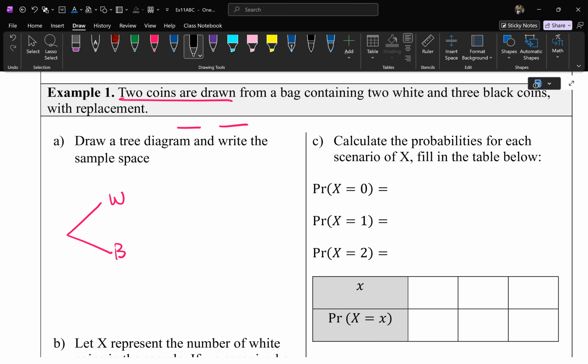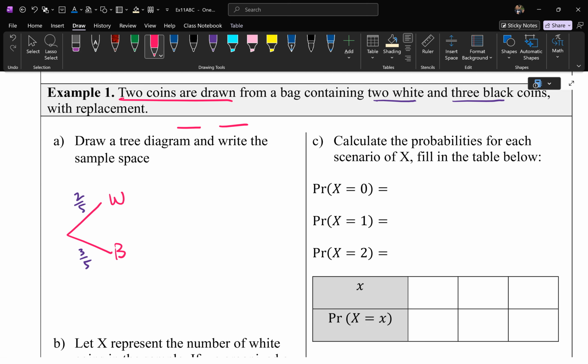What's the chances of getting a white coin in this scenario? Let's go with Adi. What's the chance of getting a white coin? 2 whites out of 5, 40%. Yes, 2 out of 5, 40%. And then therefore, black, what's the chance of getting black coins? 3 out of 5. Very good. So that's my first go. I don't know what I'm getting for the first one, but I got a white or a black.